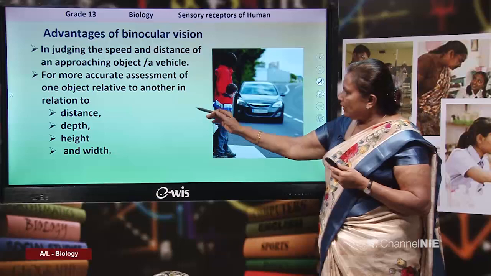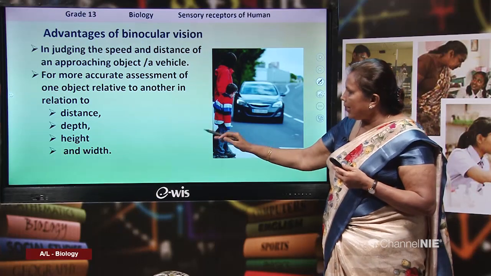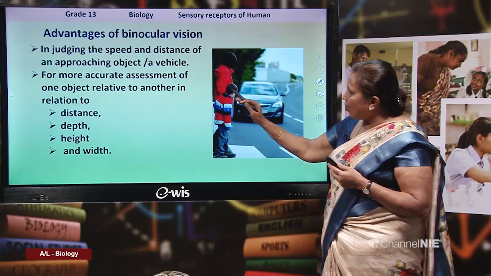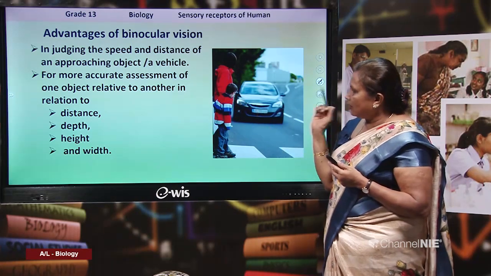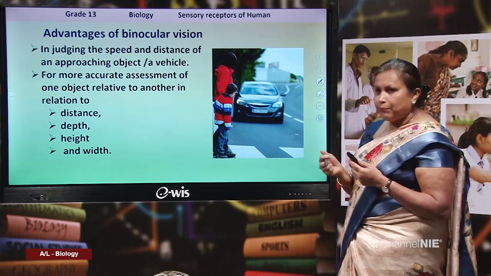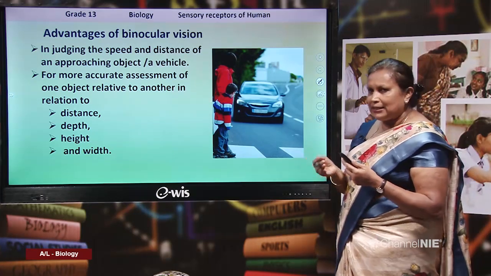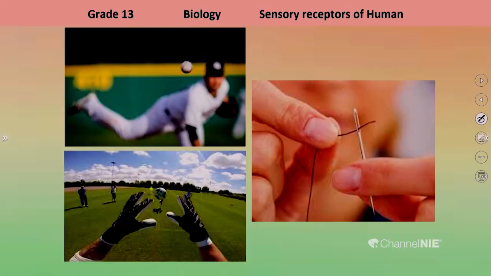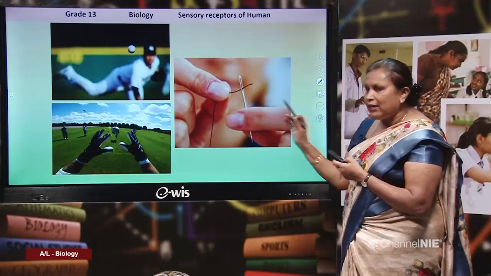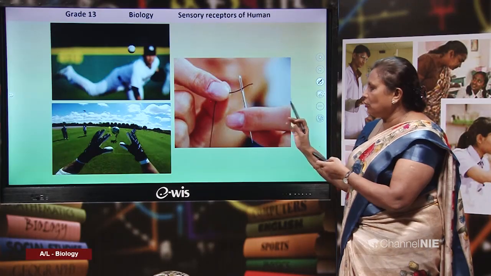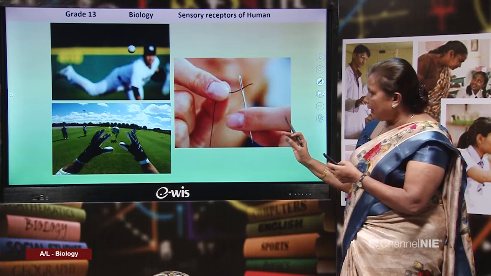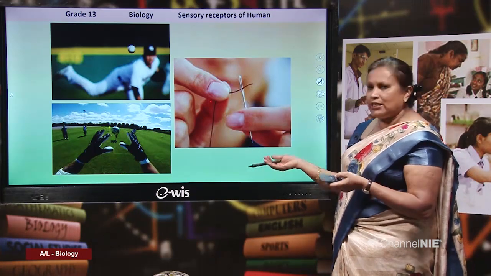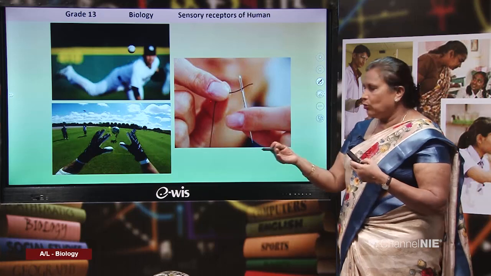In relation to the distance, depth, height and width, we can assess the accurate time that is necessary to do certain things. For example, these are certain things for which you need your binocular vision. We need to judge the speed of the ball, so then we can reach the ball. These happen always. We can see them in our day-to-day life.